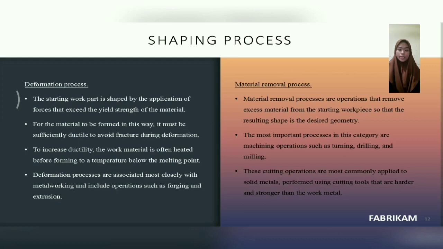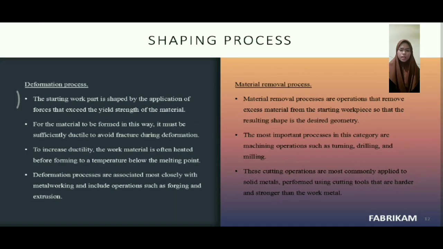So the next one is the material removal process. Material removal processes are operations that remove excess material from the starting workpiece so that the resulting shape is the desired geometry. The most important processes in this category are machining operations such as turning, drilling, and milling. These cutting operations are most commonly applied to solid metal, performed using cutting tools that are harder and stronger than the work metal.